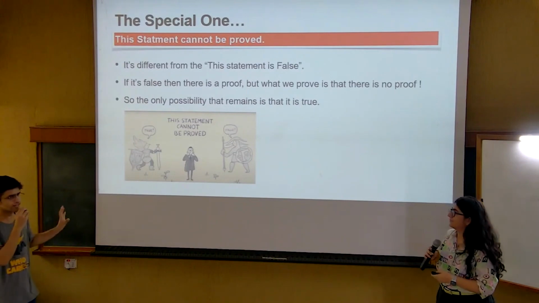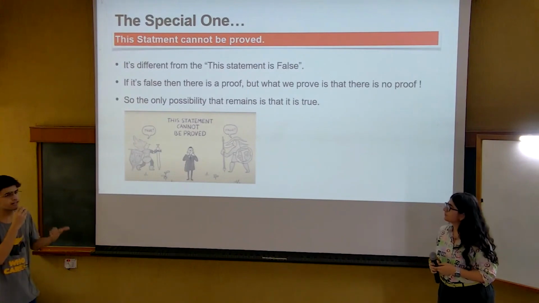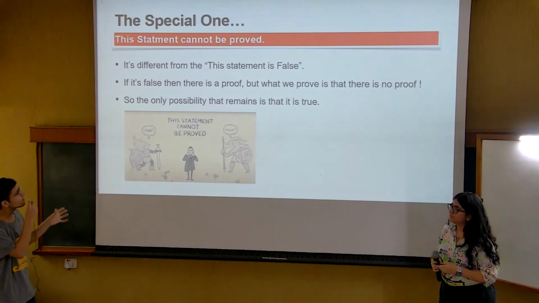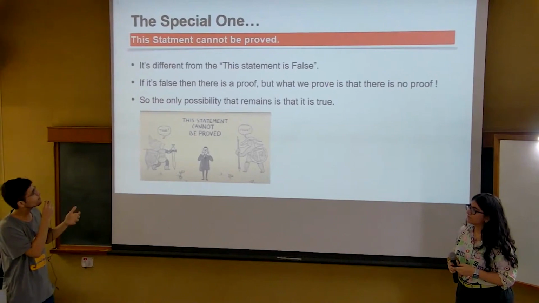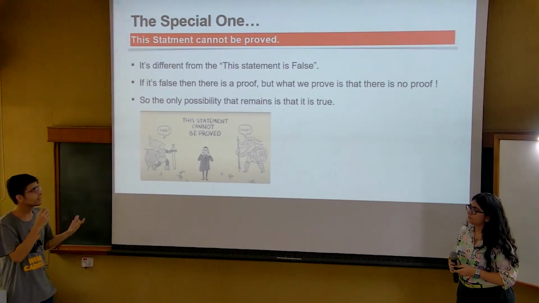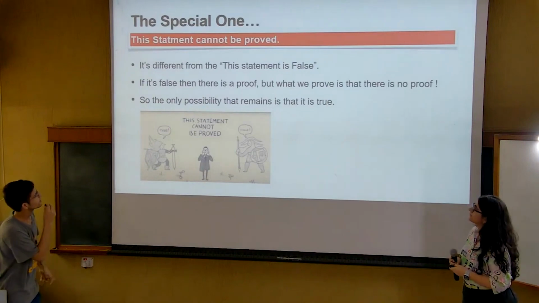Unlike the liar's paradox, where it can't be true or false and that leads to contradiction, this is not a contradiction per se. It is a contradiction only if we consider it to be false. If it's true, then it leads to no contradiction. So that's it.